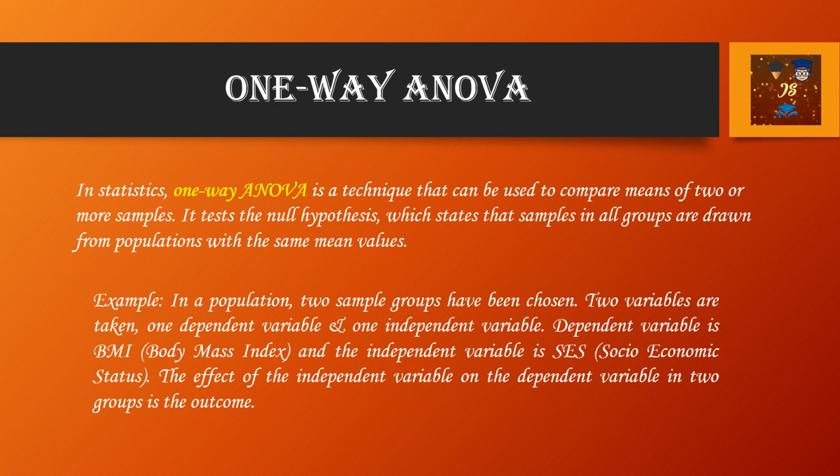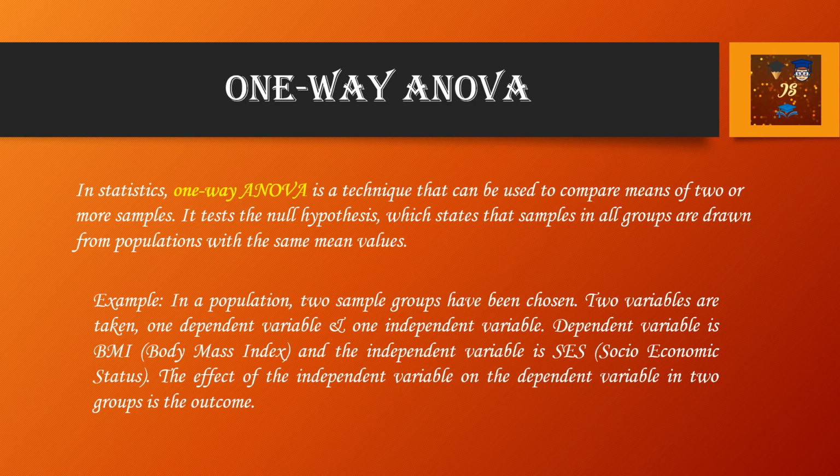So, the dependent variable is BMI, body mass index, if we fix it as the dependent variable in the two separate sample groups, and the independent variable is SES, that is the socio-economic status. It is the independent variable. The effect of the independent variable on the dependent variable in the two groups is the outcome.